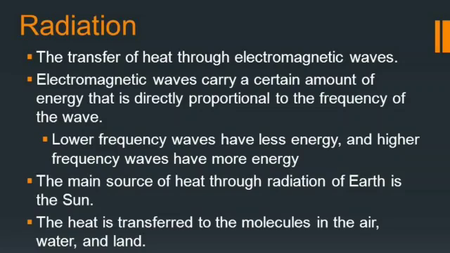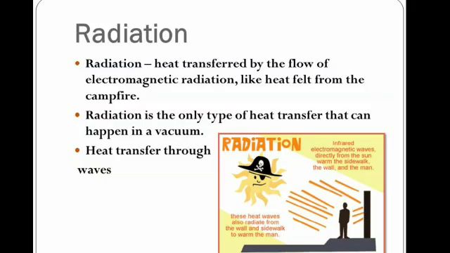Electromagnetic waves carry a certain amount of energy that is directly proportional to the frequency of the wave. Lower frequency waves have less energy and higher frequency waves have more energy. The main source of heat through radiation on earth is the sun. The heat is transferred to molecules in the air, water and land. Radiation, heat transfers by the flow of electromagnetic radiation, like heat felt from a campfire. Radiation is the only type of heat transfer that can happen in a vacuum, meaning no medium is required. Heat transfer through waves. You can see it in the diagram also.